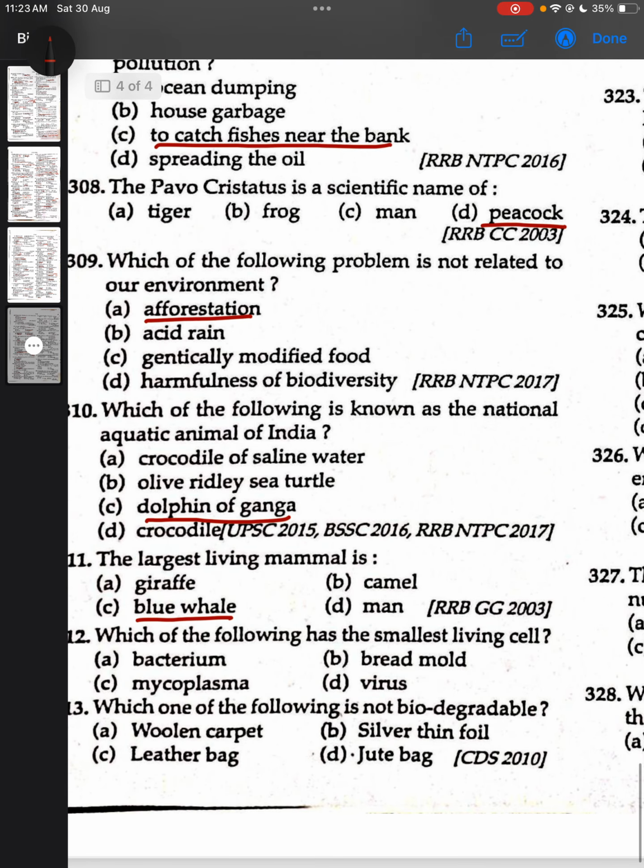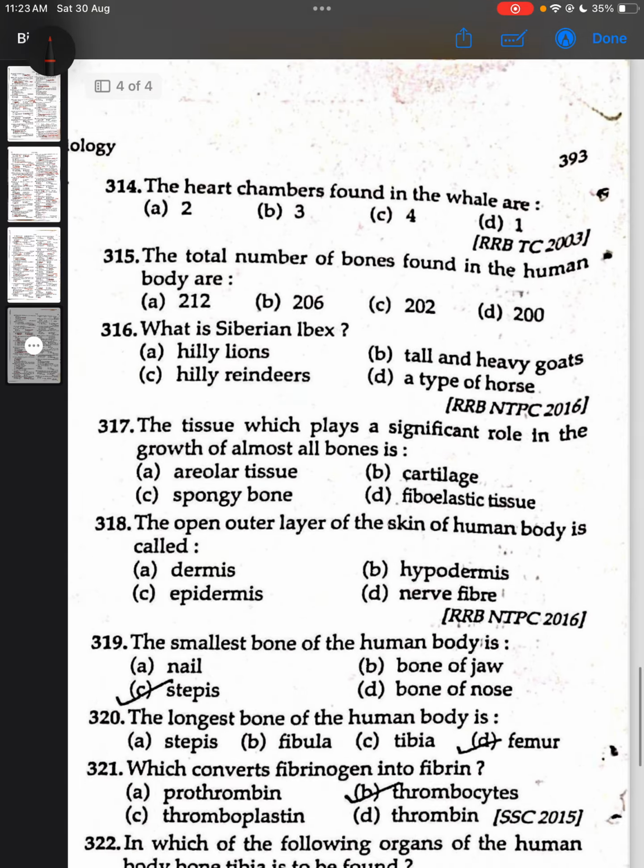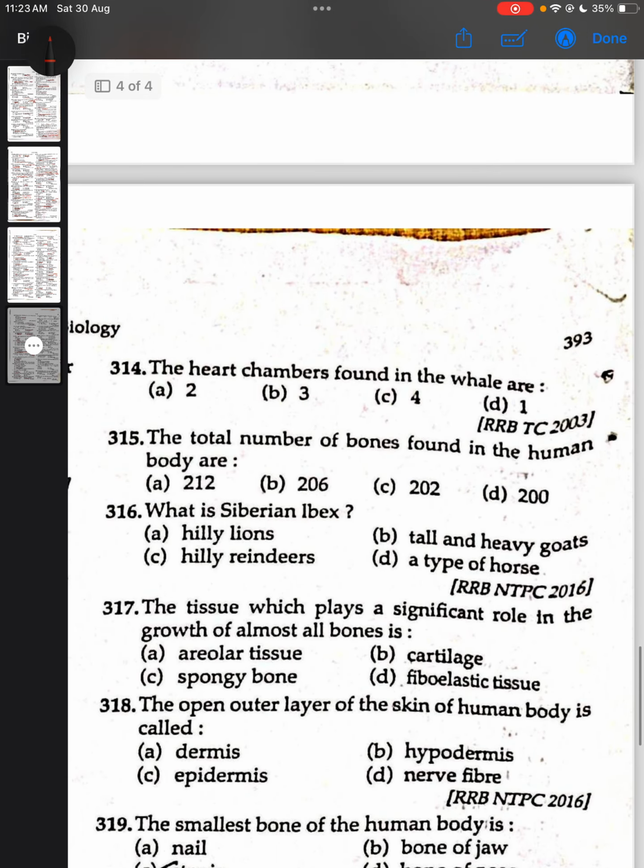Which of the following has the smallest living cell? Mycoplasma, and mycoplasma does not have cell wall. Which one of the following is not biodegradable? Silver thin foil. The heart chamber found in the whale are 4 because whales are mammals and all the mammals have 4 chambers of heart. The total number of bone found in human body are 206.